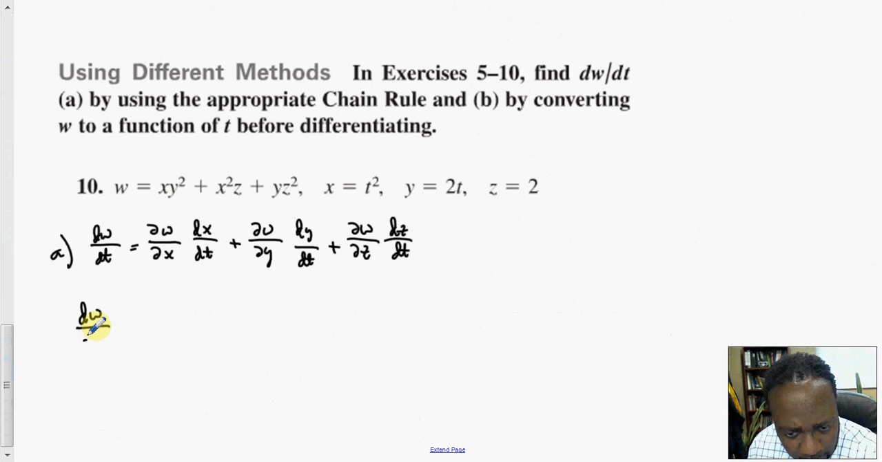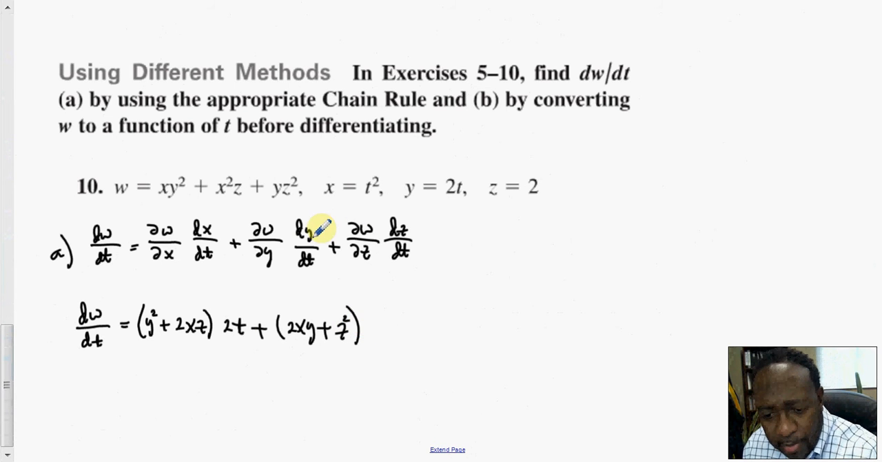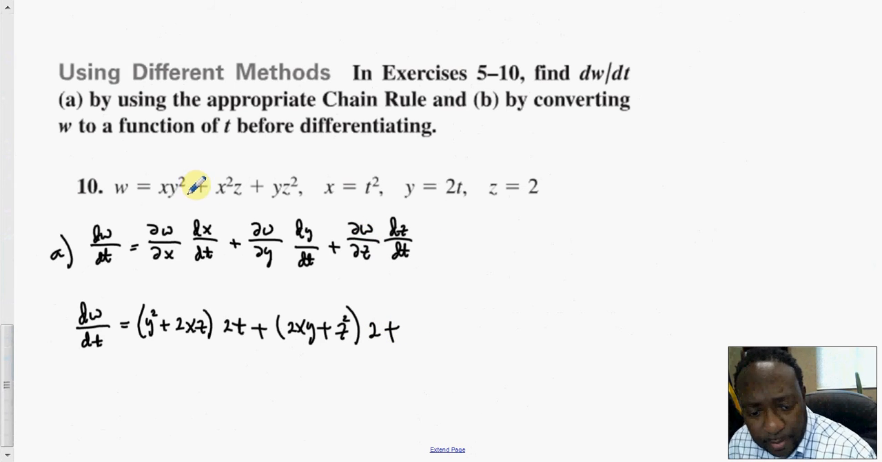So dw over dt is equal to the partial of w with respect to x, which is y squared plus 2xz, times dx over dt, which is just 2t, plus the partial of w with respect to y, so that becomes 2xy plus z squared, times dy over dt, that's just 2, plus the partial of w with respect to z, so this is 2xz plus 2yz, times dz over dt, that's 0.